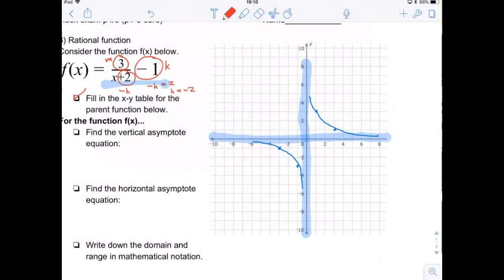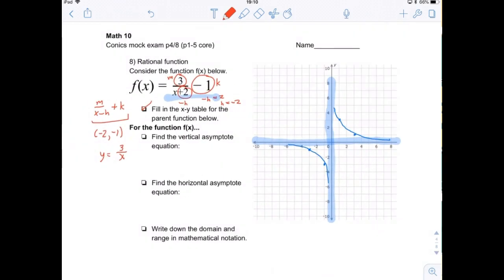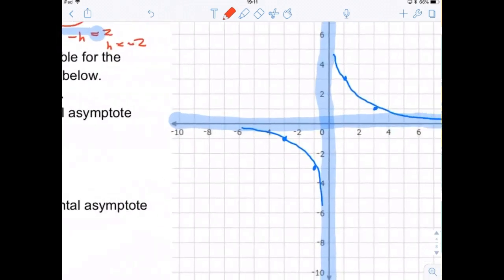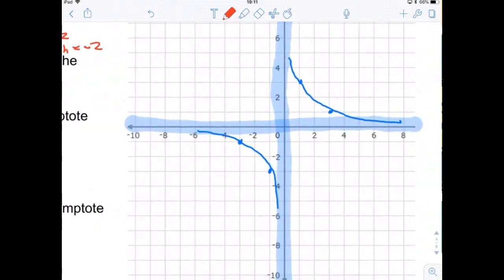So the real function, what I'm going to do is I'm going to take each one of the points that I graphed and the asymptotes that I graphed, and I'm going to move them 2 to the left and 1 down, because h is negative 2 and k is negative 1. So 2 to the left and 1 down. So each one of these points, I'm going to move 2 to the left and 1 down.